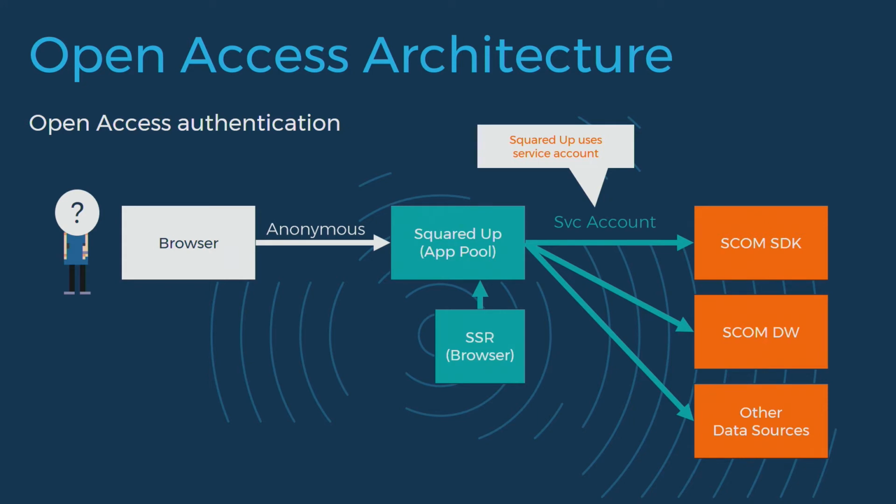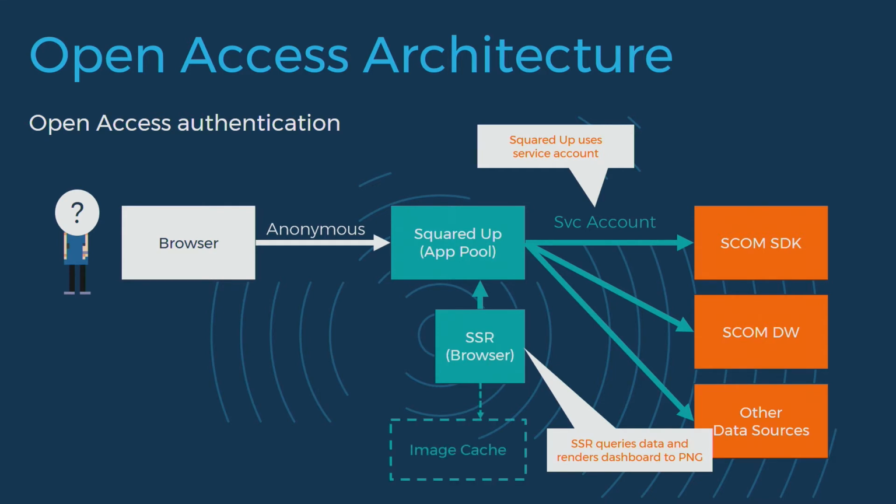So the SSR essentially is now the browser requests the page. It does it using the service account. It queries the data, renders it to an image, a PNG, and then dumps that image into an image cache on the Squared Up server. And that'll be why it's so much faster when you view it the second time, because it's sitting in the cache.